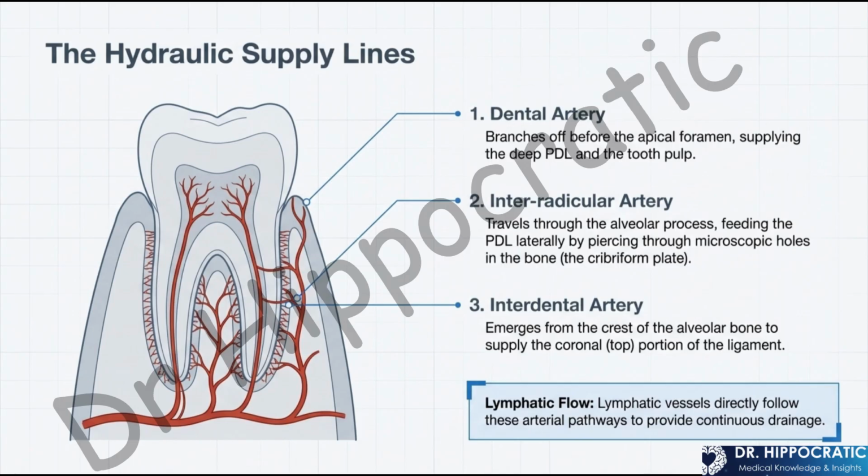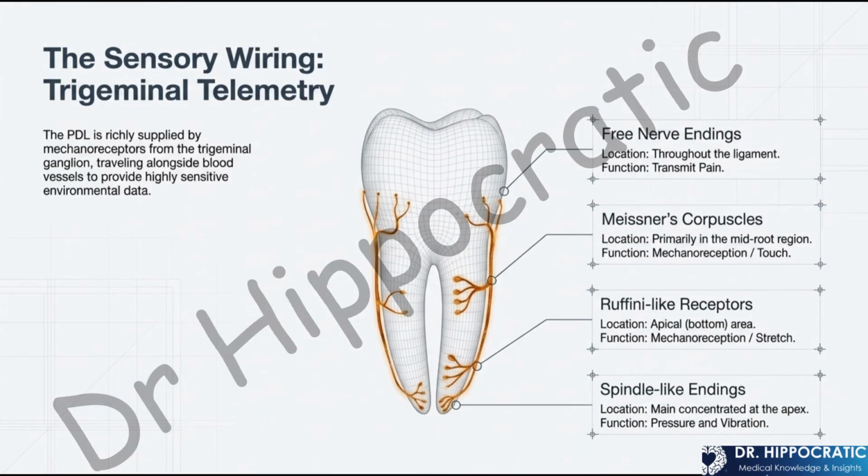Right. Brilliant. Now we need the electricity. Now coming to the next slide. This slide covers the sensory wiring, referred to here as trigeminal telemetry. The PDL is richly supplied by mechanoreceptors directly connected to the trigeminal ganglion.